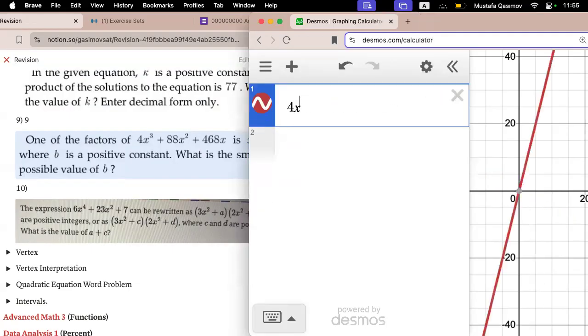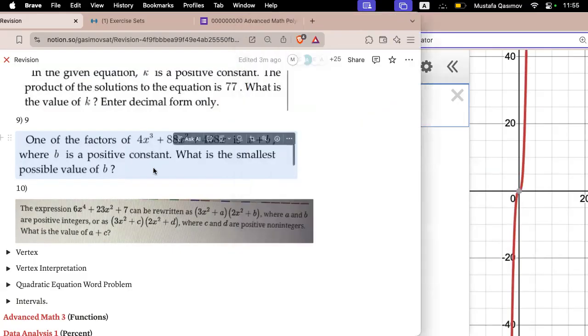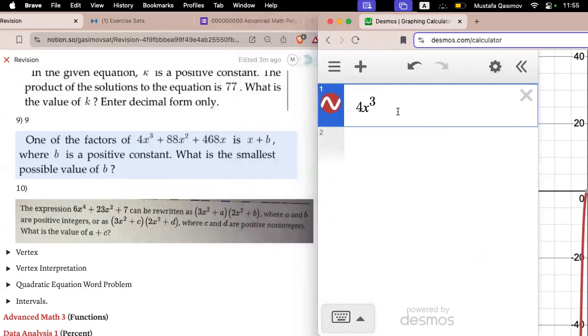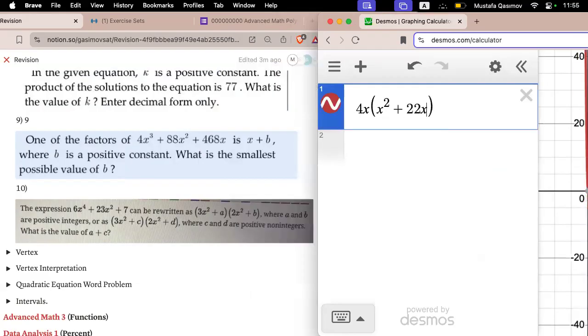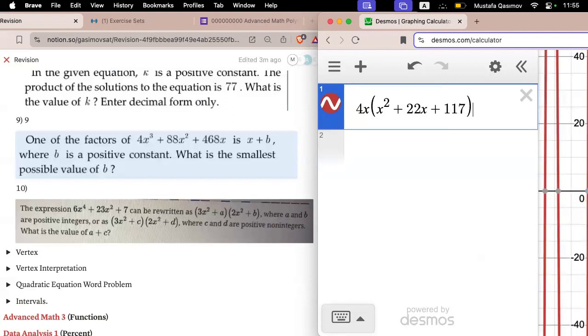You can also do it like this. You can see all of them are divisible by 4 and all of them are divisible by x, right? So let's take 4x out of the bracket. We will have x squared here, 22x here, and 117 here, right? Then you have to think, what are the factors of 117?